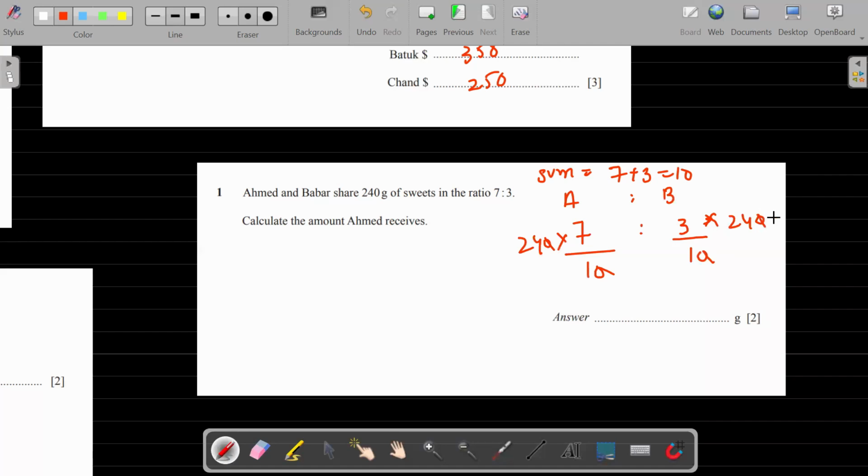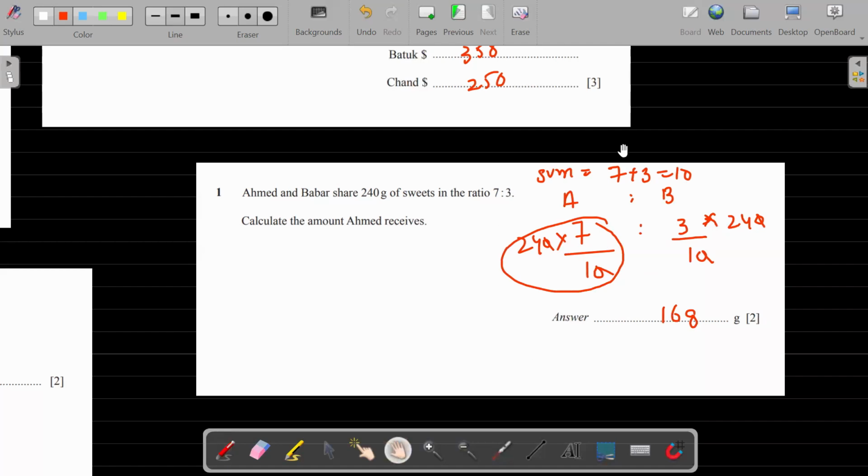Okay, so it says Ahmed's share. That is Ahmed's share, we are just going to figure it out. So 24 times 7 is 168 gram. So that is the amount which he has received. Is it clear, Fatma?